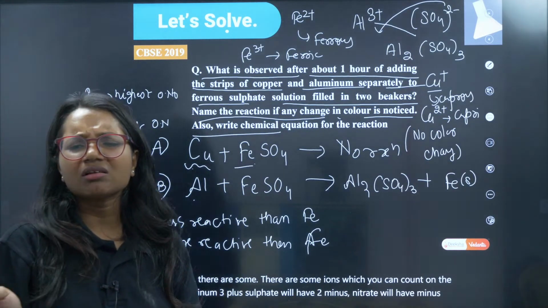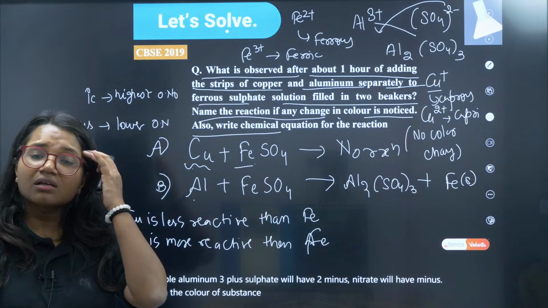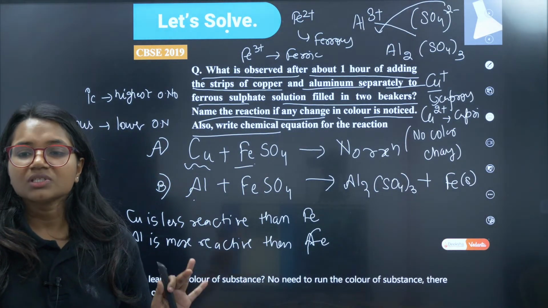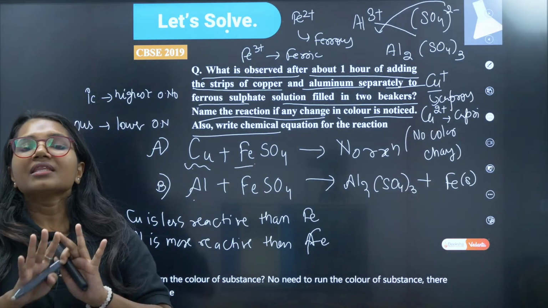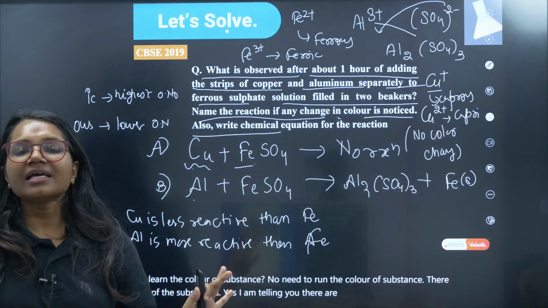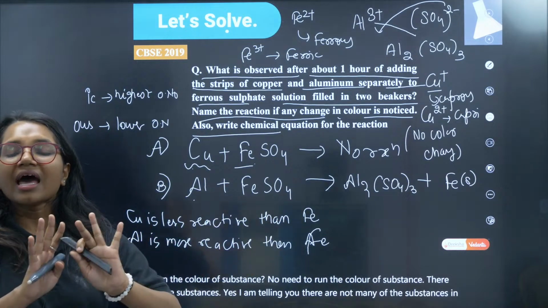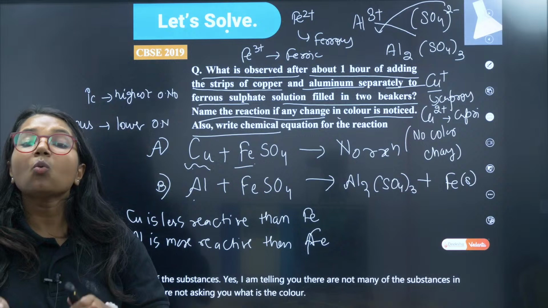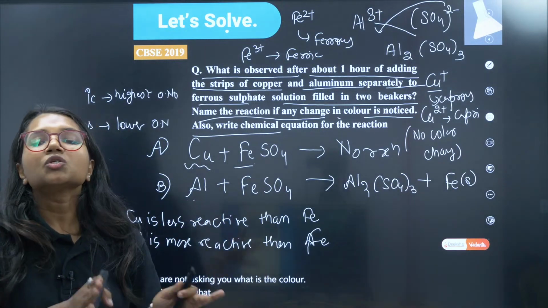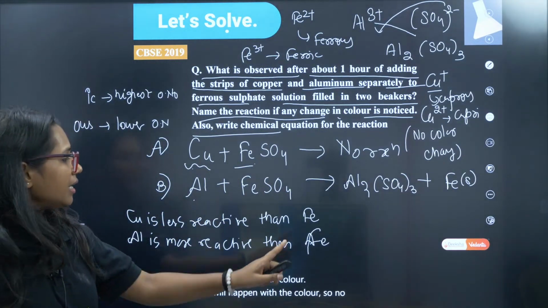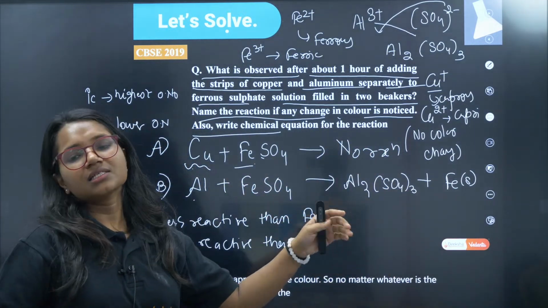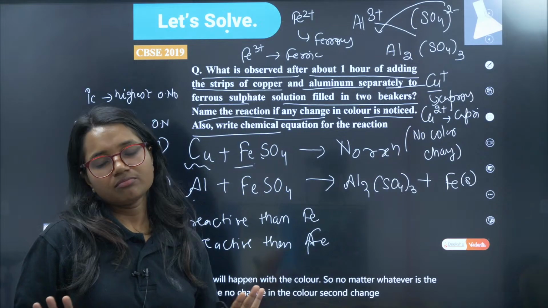How to learn the color of substances? No need to learn the color of substances. There are not many in this question. They are not asking you what the color is. They are simply asking what will happen with the color. So in the first case there will be no change in the color. In the second case the color will change.